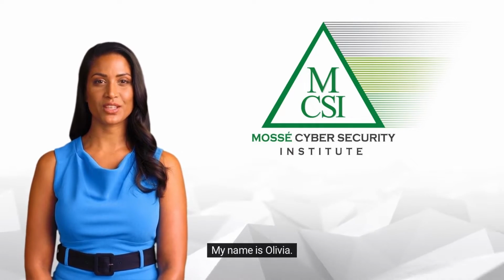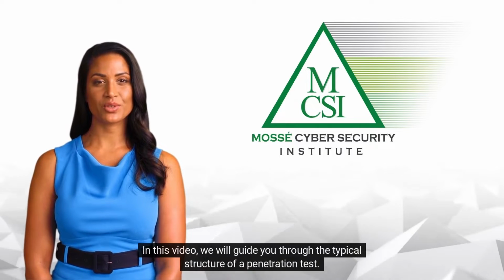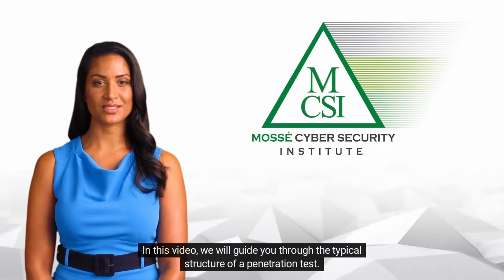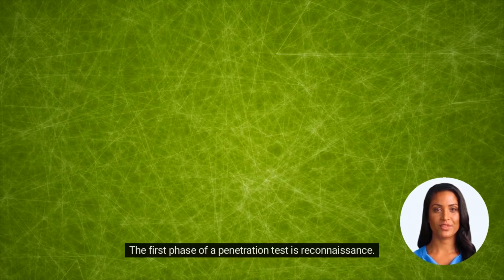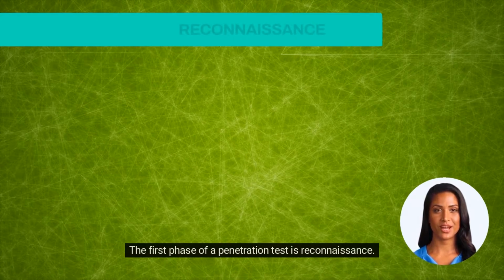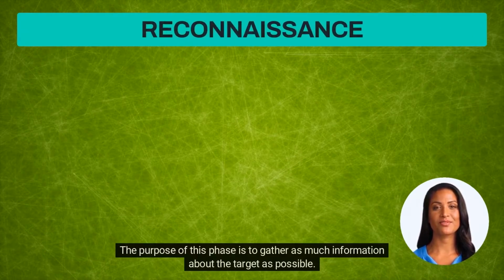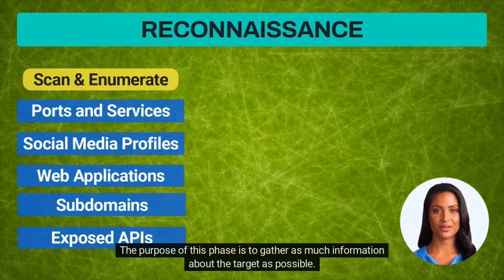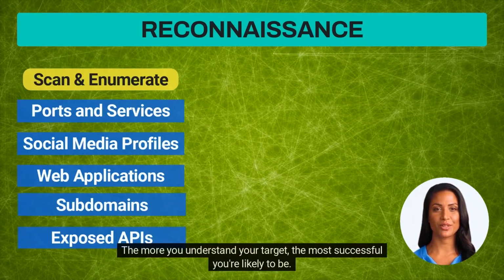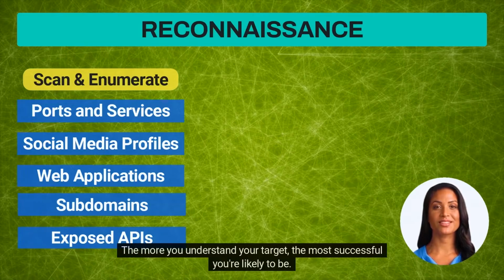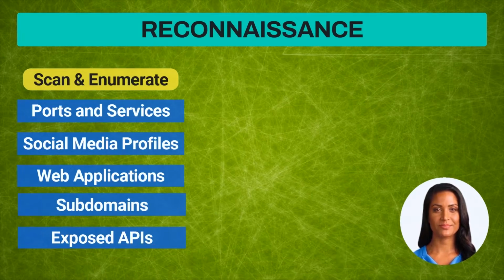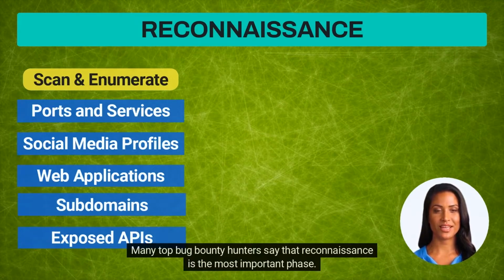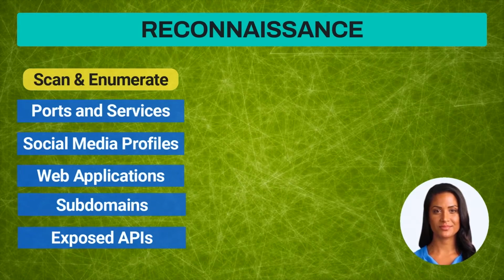My name is Olivia. In this video, we will guide you through the typical structure of a penetration test. The first phase of a penetration test is reconnaissance. The purpose of this phase is to gather as much information about the target as possible. The more you understand your target, the more successful you're likely to be. Many top bug bounty hunters say that reconnaissance is the most important phase.